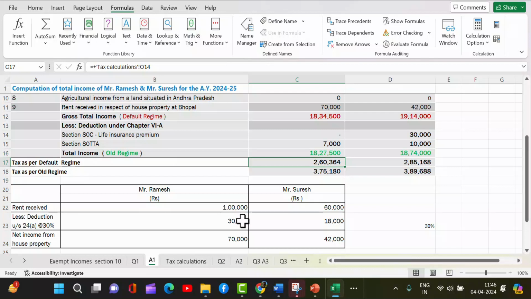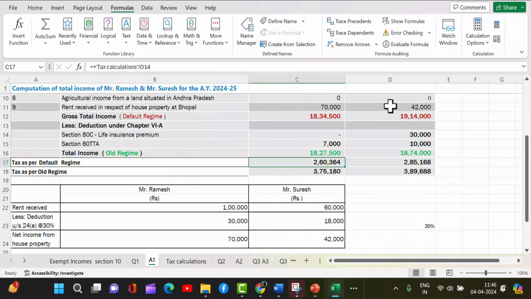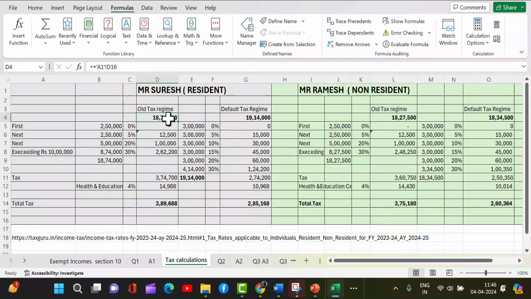In this case, looking at the figures, the default scheme looks to be better, whereas the old regime is giving you more tax, okay? So let's go here to the old regime. So this is the old regime, this is the default regime for Suresh, okay? I have taken this number 18,74,000 from here, for the old regime, and this is the new regime. Okay, so I put here old regime and new regime. Is that okay? Yes, sir.